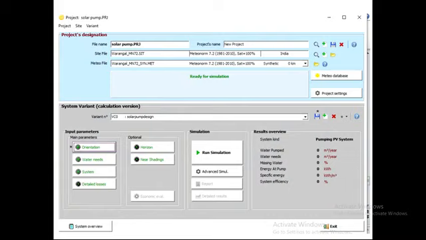Any differences in the meteo database for rooftop and ground mounted? The meteo database will not change. It is always for the location, it will be fixed. For any type of mounting, the meteo database for a location will not change. It will be fixed.